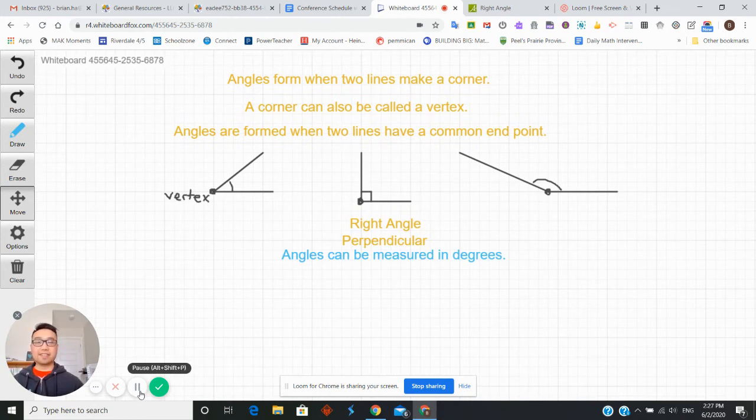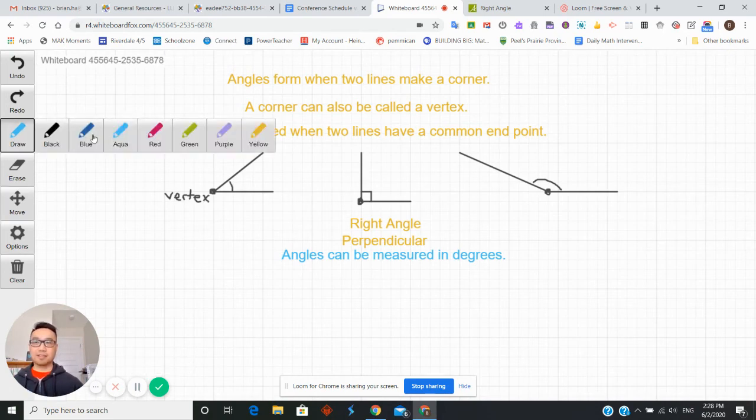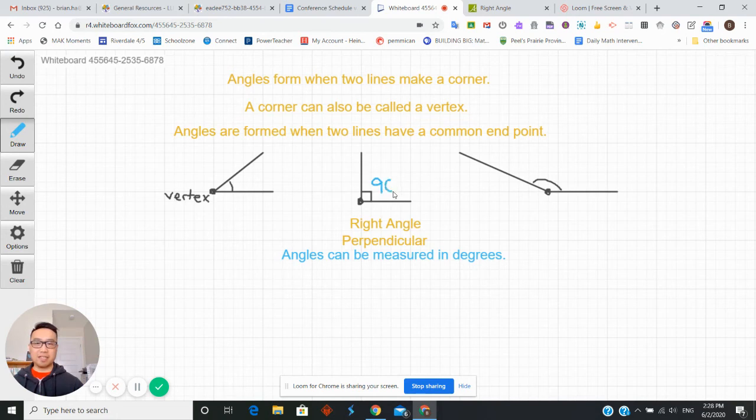Angles have measurements. Angles can be measured in degrees. Right angles specifically have a measurement of 90 degrees. So here's a right angle. For my right angle, it has a measurement of 90 degrees. You can show degrees as a tiny little circle on the right side of your number. So this shows 90 degrees.